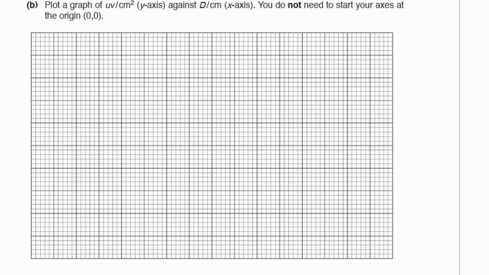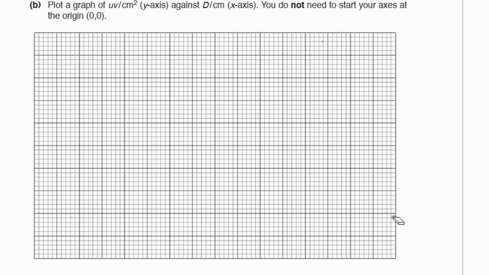If you have 2 significant figures times 4 significant figures, then you can have 2 or 3. So the same or one more significant figures than the smallest number of significant figures. That's the general rule. Part B. Plot a graph of UV in centimeters squared on the y-axis against d in centimeters on the x-axis. You do not need to start your axis at the origin 0, 0.